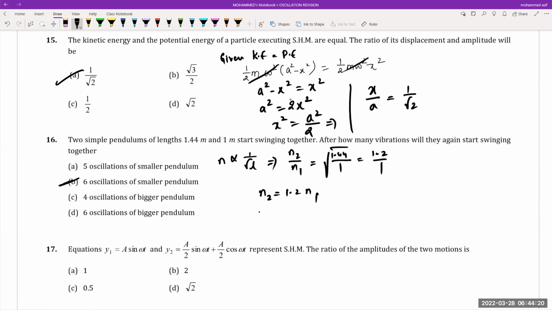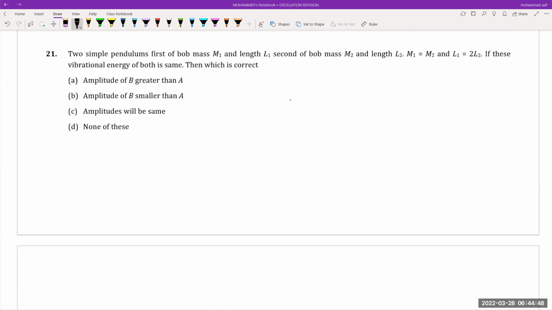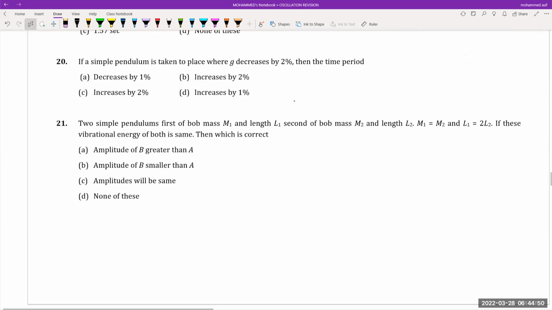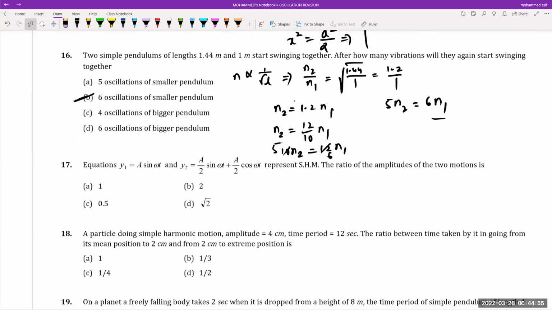समझ में आया? So देखो N2 is equal to 12 by 10 into N1, isn't it? That is, 10 times of N2 is equal to 12 times of N1, 2 sixes are 12, 2 fives are 10, and 5 times of N2 will be equal to 6 times of N1. Done?